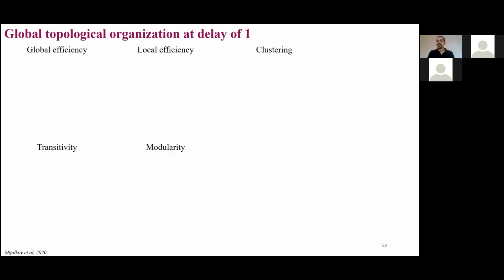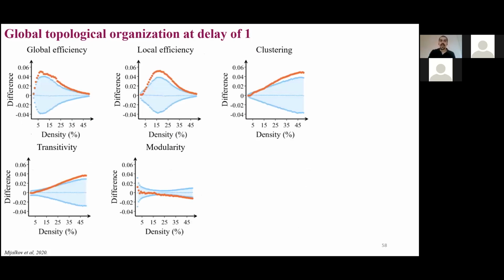So we have evaluated the standard 5 global measures, and we have evaluated the directed equivalent of these measures. So now we are not speaking about undirected networks as it was for Alzheimer patients, but we are speaking about directed networks. And you see here that, again, it's the same. The blue lines give you the confidence intervals, and the orange dots give you the differences.